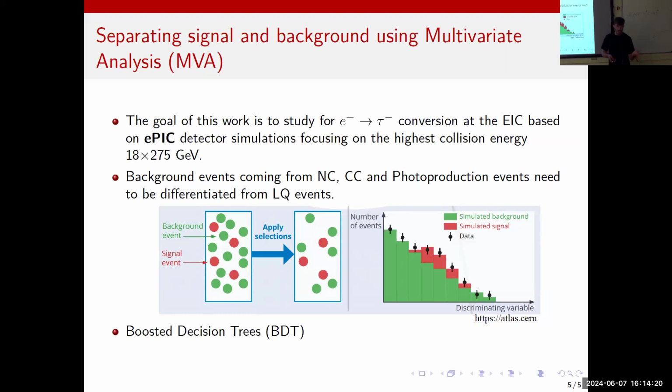We will try to use boosted decision trees so that we increase the signal over background ratio, and of course try to separate leptoquark events from the background, which comes from the standard model NC, CC, and photoproduction. So the idea is to use machine learning to increase the signal over background ratio, but then in a leptoquark framework, always searching for these three pions inside the detectors. Thank you.